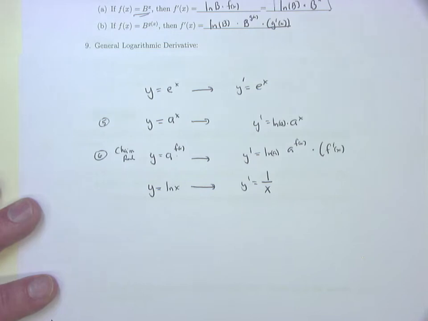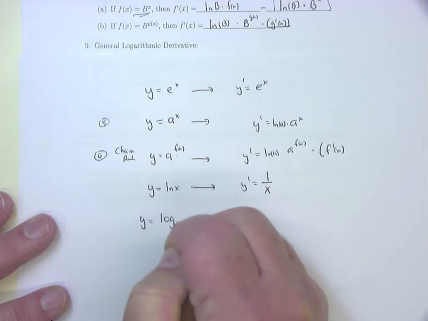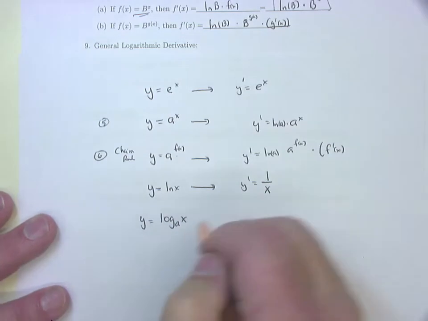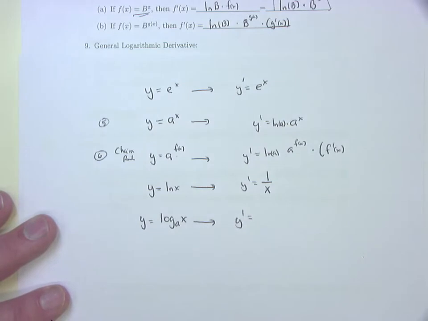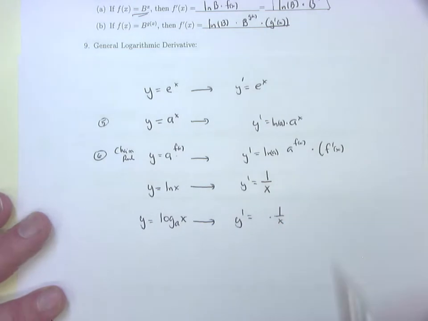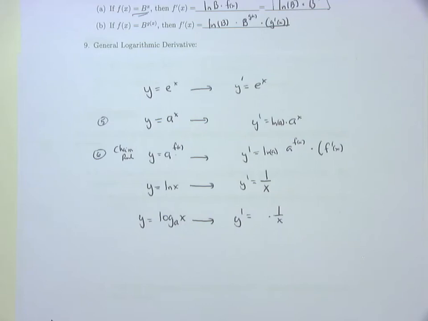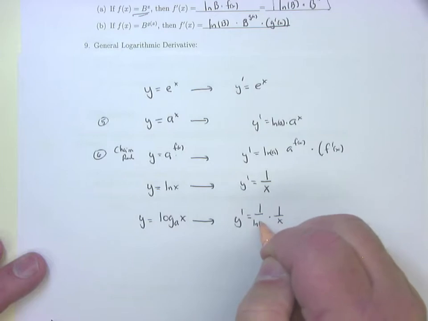But what if we don't have a natural log? Natural log is log base e. What if we got something like y equals the log base a of x? What's the derivative going to be? Well, it's still a log, and the derivative of a log is 1 over. So the derivative of log base a of x is going to be 1 over x, but because you don't have the natural log, with that base e on it, you got to do an adjusting factor. And the adjusting factor is times 1 over the natural log of that base a.